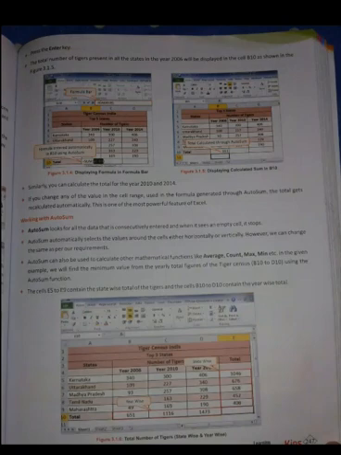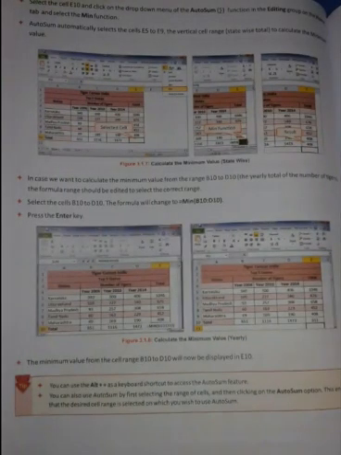Now we will talk about the maximum and minimum functions. If you want to calculate the maximum number of records in the document, you will use the maximum function as shown on the screen. If you want to calculate the minimum, you simply select the range of cells for which you want the minimum function.